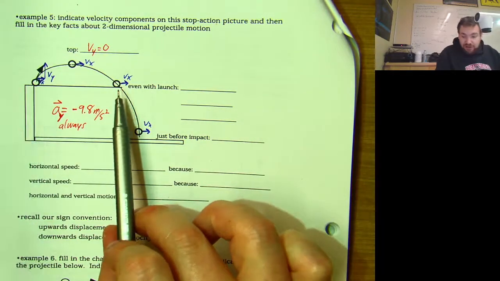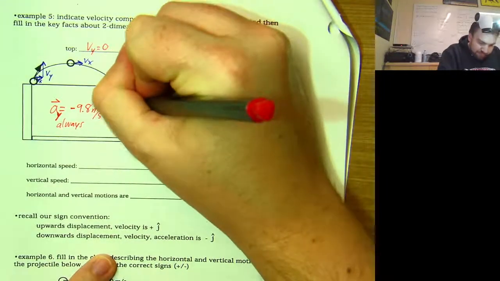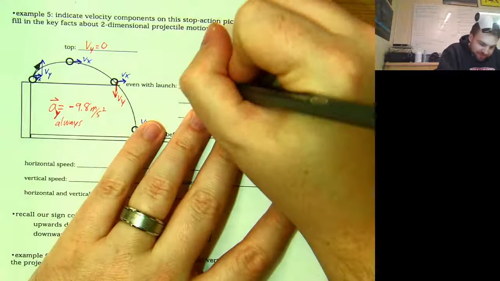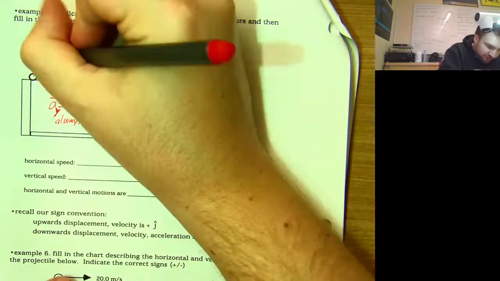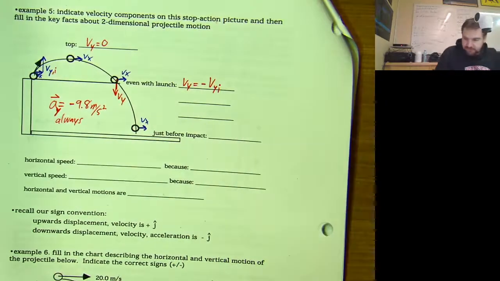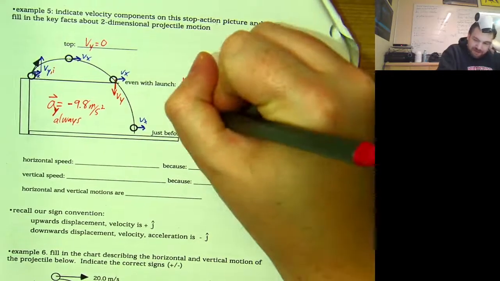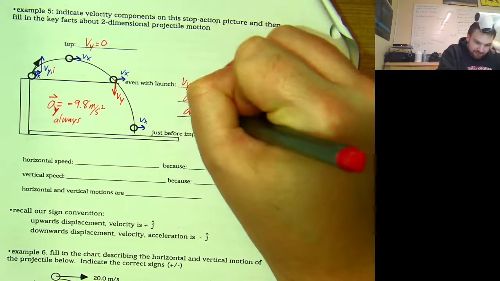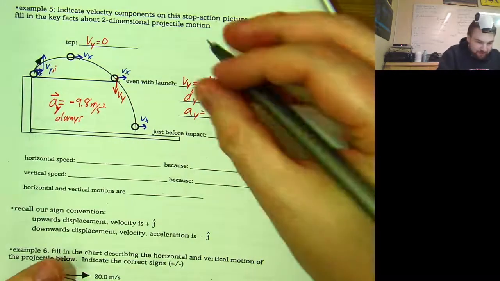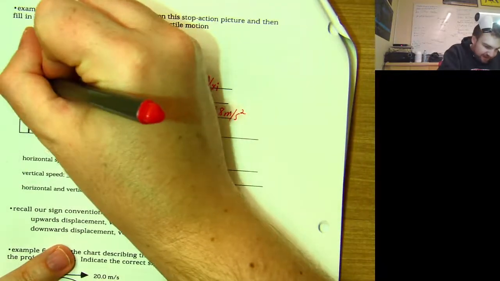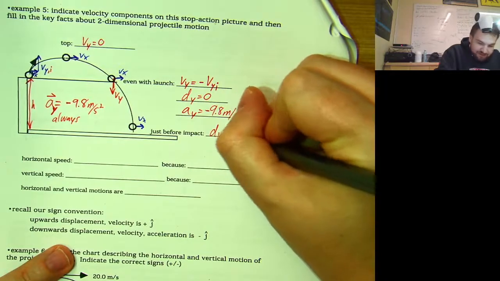So we've got an object here. Now when it's even with launch, we know that the Vy here is going to equal negative Vy initial. I'll call this guy Vy initial. Our displacement in the y direction here is 0, and the acceleration in the y direction is still negative 9.8 meters per second squared. And then just before impact, if this height here is h, then my displacement in the y direction is negative h.